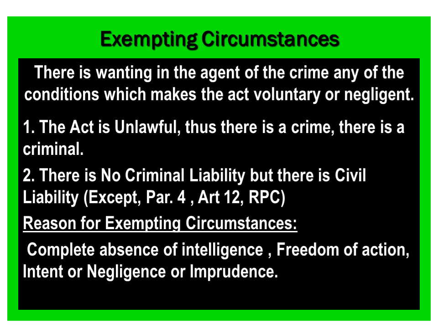Okay, so once any one of those elements is missing in the commission of a crime, there is a crime, but the offender might be exempted from criminal liability, although there is a civil liability. Why? Because as you can see from number one, exempting circumstances still prove that a crime was committed. The act is still considered unlawful. There is a crime, but there is no criminal liability.